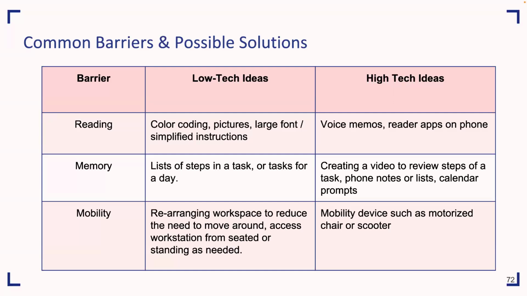Low-tech ideas to address memory barriers include a list of steps in a task or the task for a day. High-tech ideas to address memory barriers include creating a video to review the steps of a task, phone notes or lists, or calendar prompts. Low-tech ideas to address mobility barriers include rearranging the workspace to reduce the need to move around, or access to workstations from seated or standing positions as needed. High-tech ideas to address mobility barriers include mobility devices such as motorized chairs or scooters.